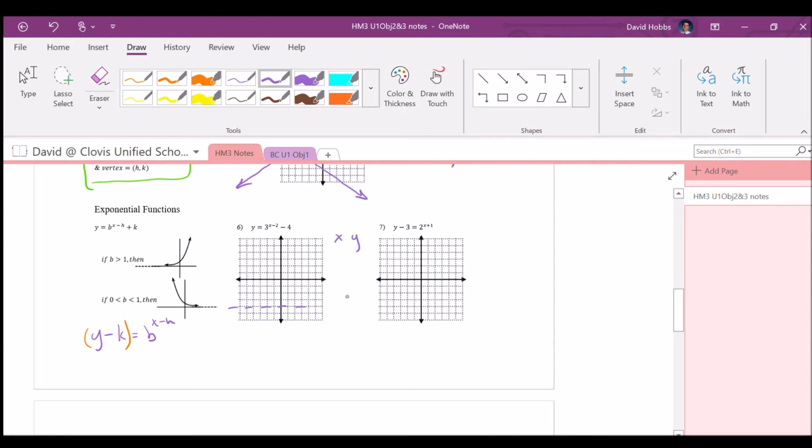X, Y. Okay. So think of what would you plug in for x to make it a 0 exponent up there? Well, 2. If I get a 0 exponent, it would be a 2. So 2 minus 2 is 0. 3 to the 0 is 1. Minus 4 is -3. So 2, -3.